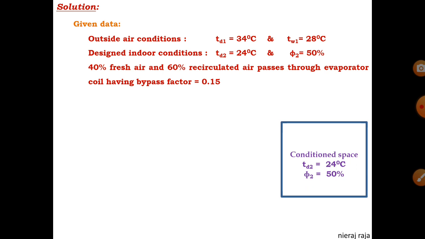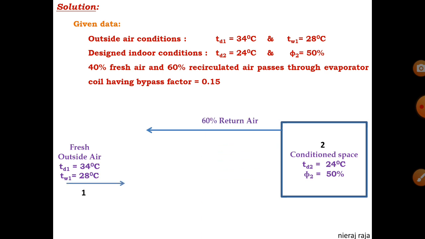So let us draw the flow diagram or schematic arrangement of this air conditioning plant. Let me say this is your conditioned space or conditioned room, your office, having the indoor conditions 24 DBT and 50% RH. Fresh air coming from outside, atmospheric air, is at 34 degrees Celsius DBT and 28 degrees Celsius WBT.